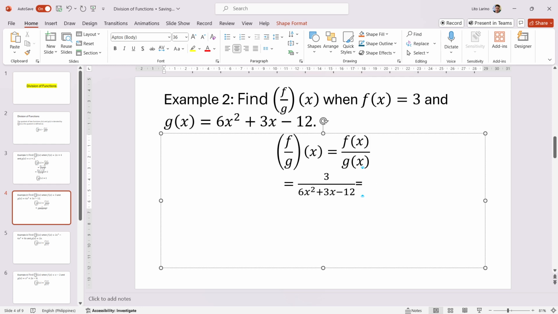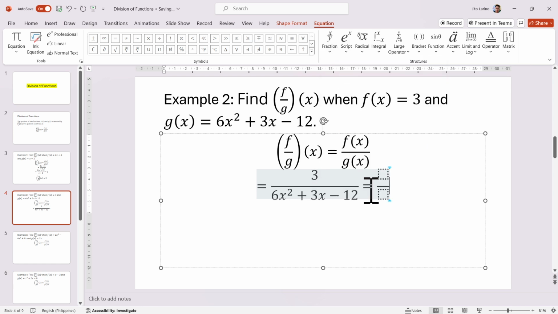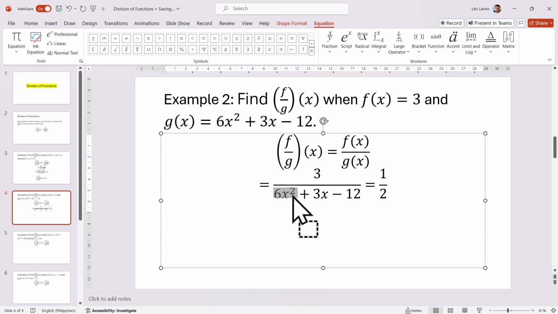So we have equals, what happens to 3 here? It will just be equal to 1, because 3 divided by 3 is 1. And 6x squared divided by 3 is 2x squared. Then plus 3x divided by 3 is x. Then minus 12 divided by 3 is negative 4.